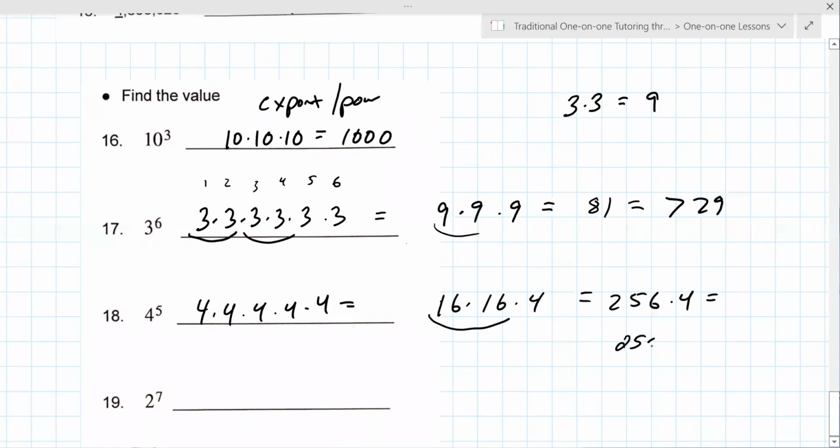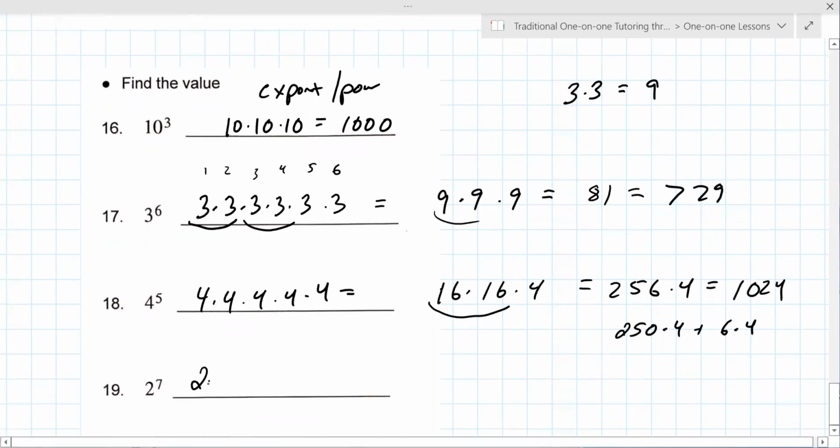And so you can think of that as 250 times 4 plus 6 times 4, because 250 is a nice number. It's kind of like quarters. $1,024. Yes, perfect.